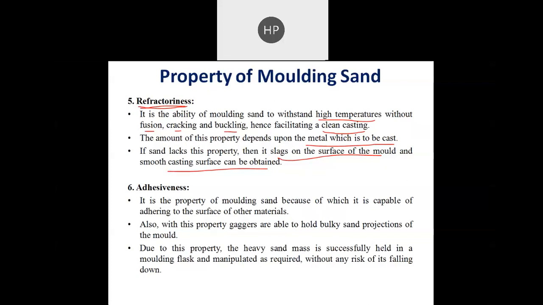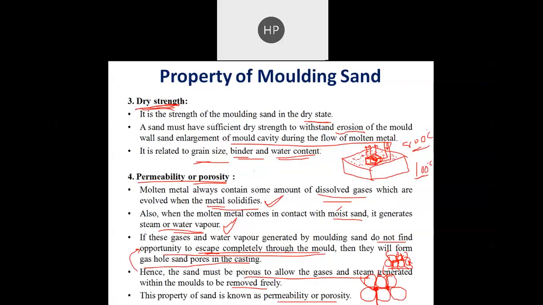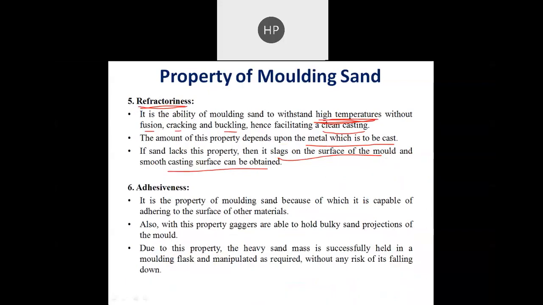It is the ability of the molding sand to withstand a higher temperature, because as we know, the metal will be poured at a very high temperature. Aluminum is only one example. If we cast a steel or alloy, then it has a very high temperature of around 1700 to 1800 degrees Celsius. In that case, the sand has to withstand that higher temperature. It should not get fused, it should not get cracked, it should not get buckled. So that's why refractoriness is very important.